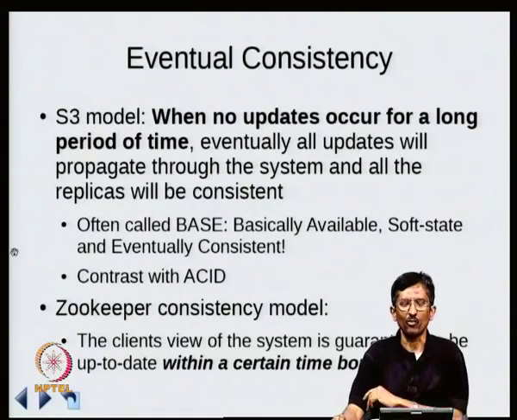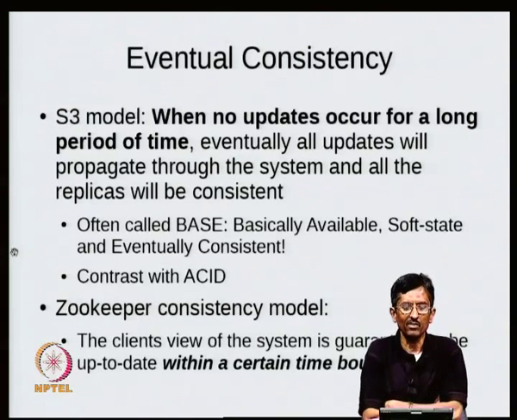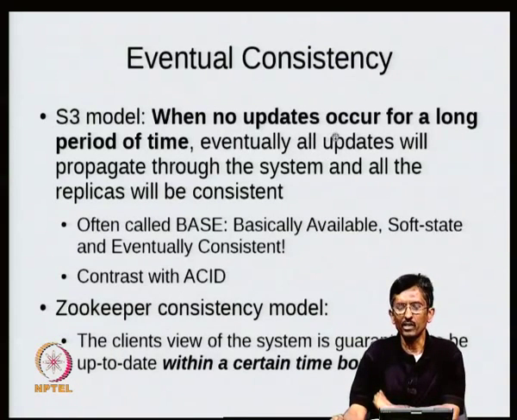Now what are the things that they provide? Okay. S3 actually has some model called eventual consistency. What does it stand for? It stands for when no updates occur for a long period of time, eventually all updates will propagate through the system and all the replicas will be consistent. Notice that it doesn't say how long it is, it just says long enough.